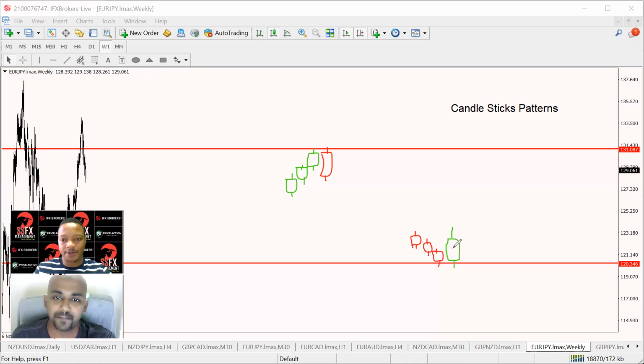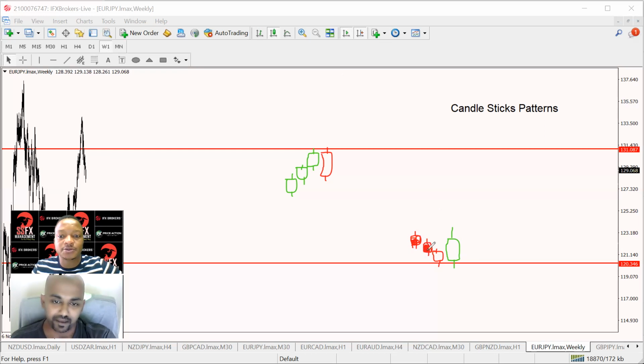We call this one a significant engulfing candle because of this and that. Why do you think we call it a significant engulfing candle? Because the bullish engulfing has happened at the support level. It's not only that. Look at something important here: these three bearish candles going down.